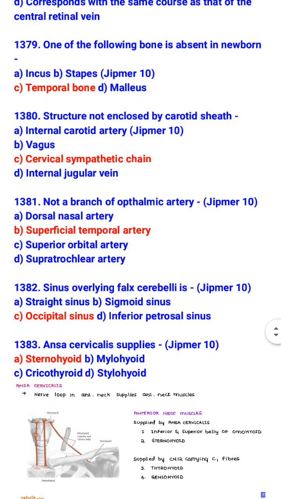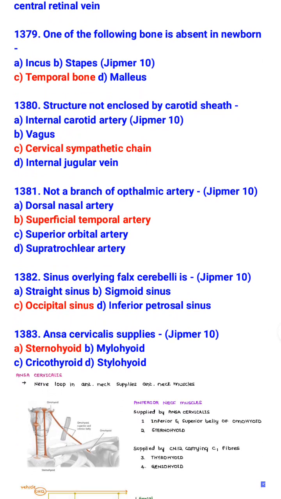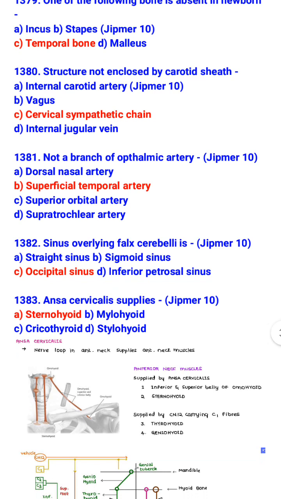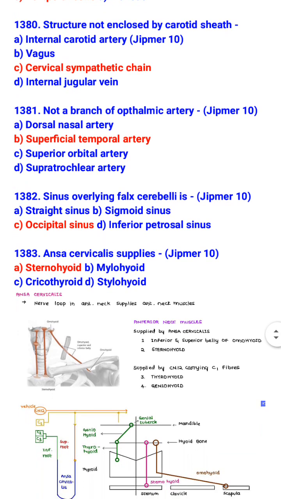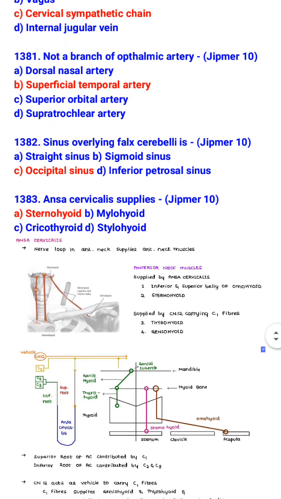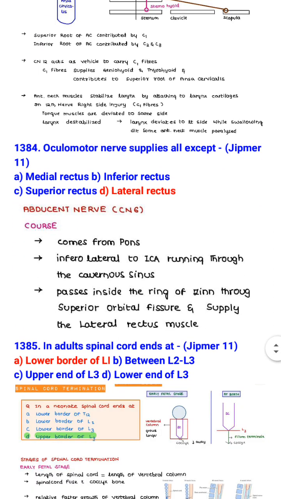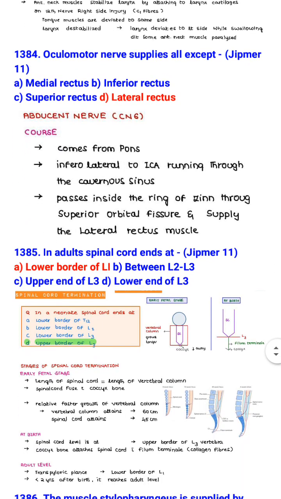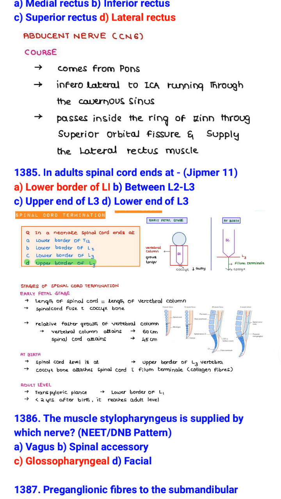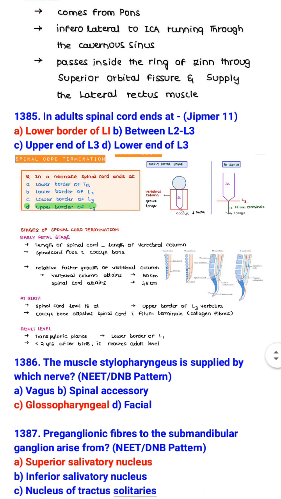Which is not a branch of ophthalmic artery? Superficial temporal artery is not a branch of ophthalmic artery. The branches of ophthalmic artery are dorsal nasal artery, superior orbital artery and supratrochlear artery. Sinus overlying falx cerebelli is occipital sinus. Ansa cervicalis supplies sternohyoid. Oculomotor nerve supplies all except lateral rectus. So oculomotor nerve supplies medial rectus, inferior rectus and superior rectus. In adults, spinal cord end at lower border of L1.